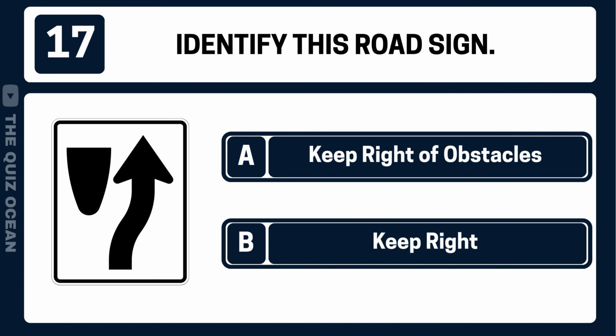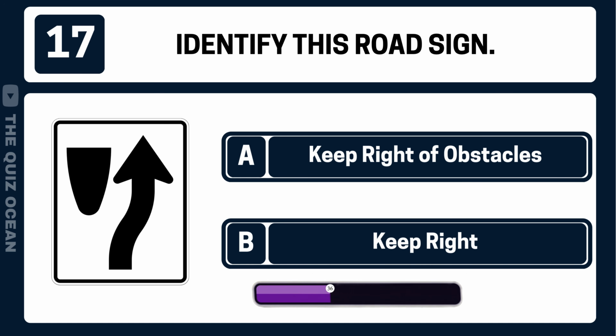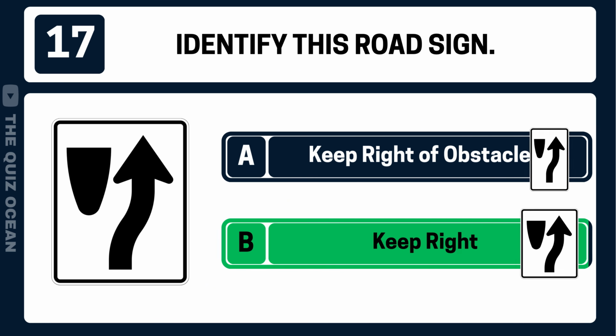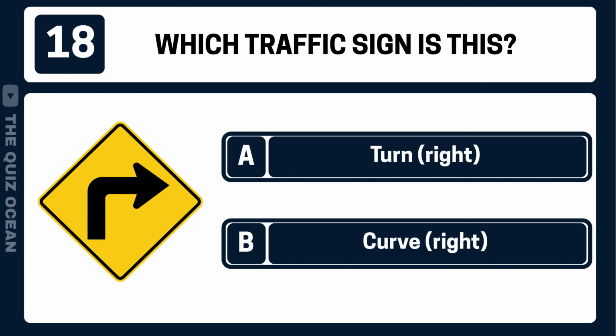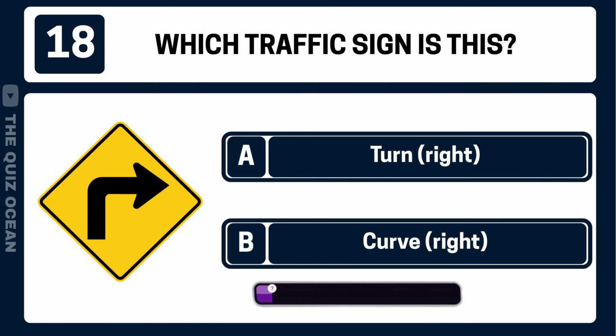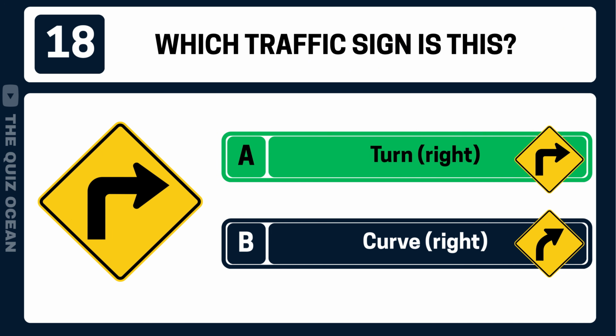Identify this traffic sign. A. Keep right of obstacles. B. Keep right. Correct. It is the keep right sign. Which traffic sign is this? A. Turn right. B. Curve right. Great observation. It is the turn right sign.